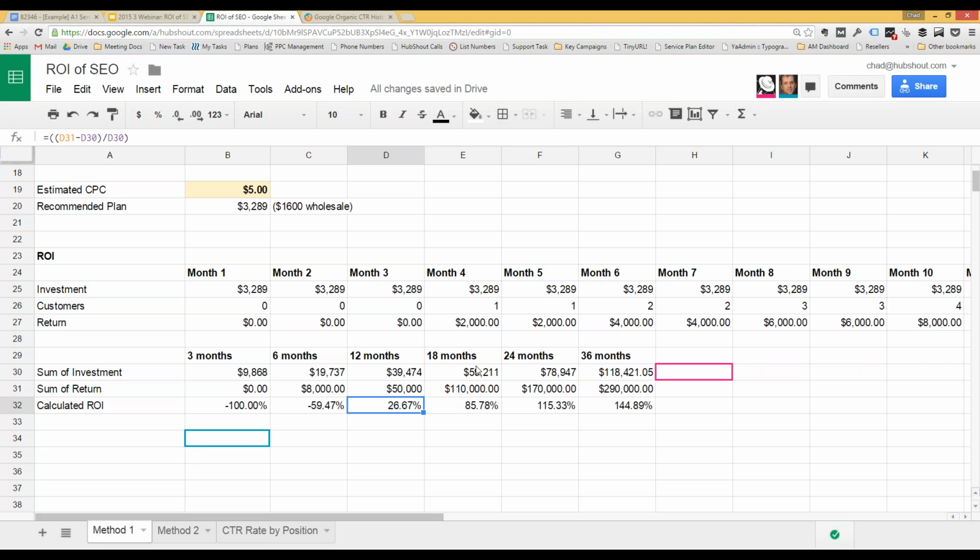But the real magic happens as you get further out, right? Because that first year of paying starts to become a smaller and smaller amount of the customers you've actually gotten. At 18 months, 6 months after that, they're getting pretty happy. They now have $110,000 on their $60,000 investment. At 24 months, they have $170,000 on their $78,000, 115% ROI. And at 36 months, they're up to $290,000 over the $118,000, 144%.